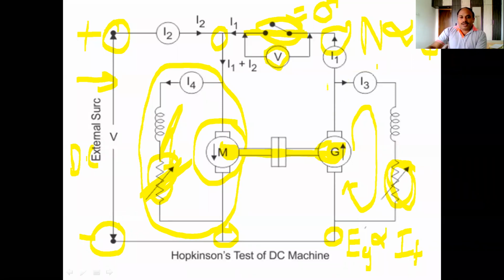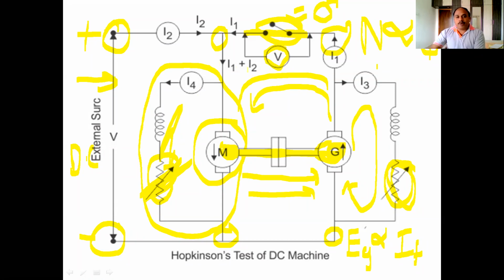The generator gives electrical power to the motor, and the motor gives mechanical power to the generator. In that manner, the two machines supply power to each other, that means back to back. The two machines have losses, so to meet those losses, we take some power from the external source, that is power equal to V into I2. That is the power taken from the external source to meet the losses in both machines.